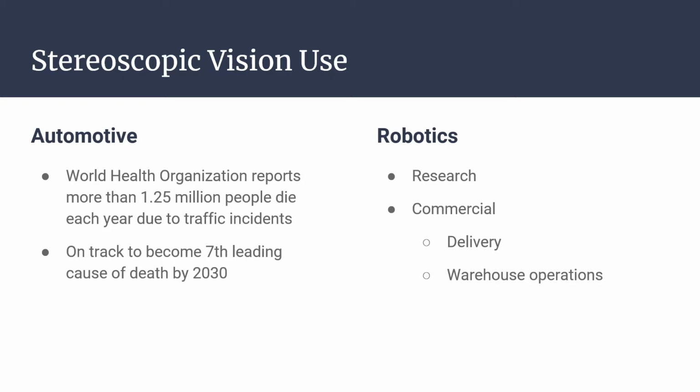Within robotics as well, stereoscopic vision can be used in research specifically to analyze environments, to take three-dimensional pictures of environments, and in the commercial industry, it can be used on delivery robots, such as those being developed by Amazon and FedEx, and in warehouse operations, where robots will move around boxes and control the overall operations of a warehouse.